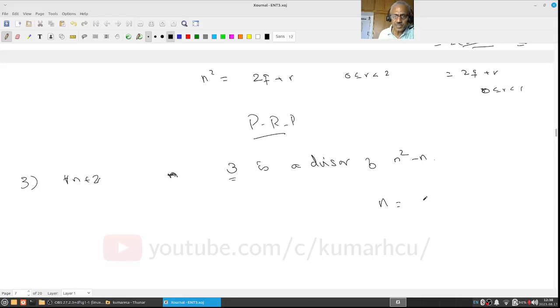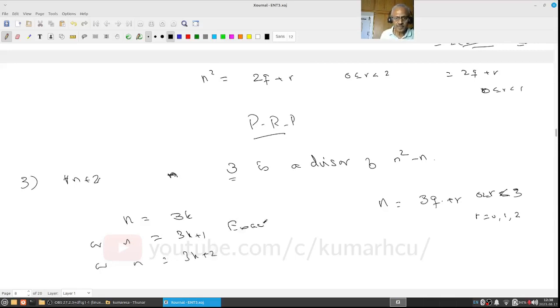Therefore, what are the possibilities? We know n must be some 3q plus r, where r is 0 less than or equal to r less than 3. Therefore, r must be either 0 or 1 or 2. Therefore, I should be able to write n as 3k or 3k plus 1 or 3k plus 2. Exactly only one will happen. That is again the division algorithm.